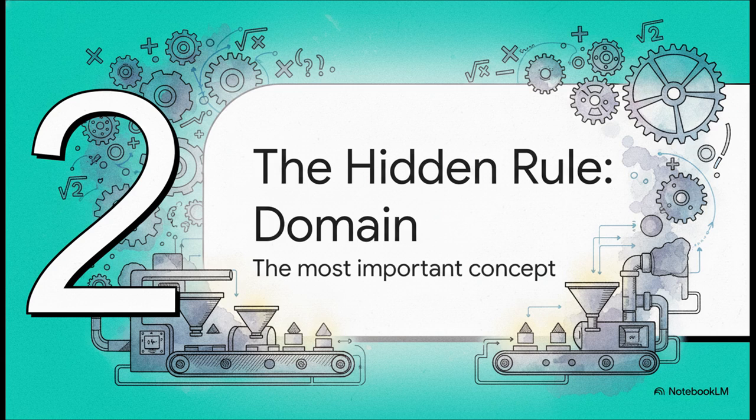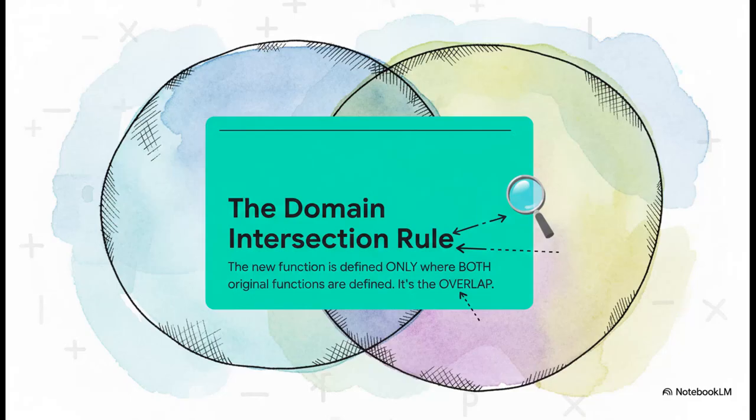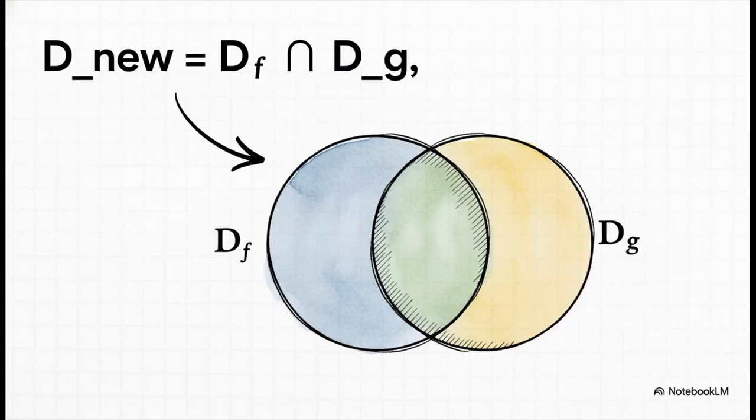That machine analogy leads us right to the single most important concept here. There's a formal rule for this, and honestly, it's the secret to getting these problems right every single time. And here it is. It's called the domain intersection rule. For adding, subtracting, and multiplying functions, the new function is only defined where both, and I mean both, of the original functions are defined. You have to find the overlap, the stuff they have in common. That's your new domain. So, mathematically, it looks like this. The new domain is the domain of f intersected with the domain of g. That little upside-down U symbol just means intersection, or the stuff they both share.